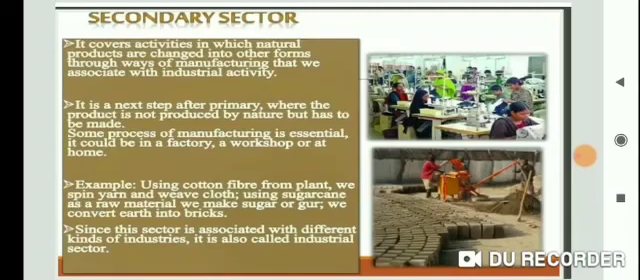Example, students: yarn, which means dhaga, and cloth weaving from cotton. Since this sector is associated with different kinds of industry, it is also known as the industrial sector. A very simple example: using cotton fiber from the plant, we spin yarn and weave cloth. Using sugar cane as a raw material, we make sugar. We also convert earth into bricks.